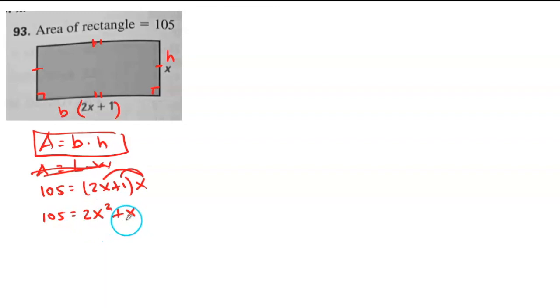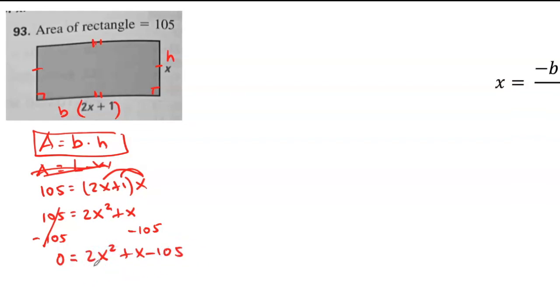Because I have a quadratic equation, I have to bring everything to one side and make sure I have a 0 on one side of the equal sign. So I'm going to subtract 105 on both sides. 105 minus 105 gives me 0, and then you organize this: 2x squared plus x minus 105. Making sure I don't make mistakes in the multiplication. I have a quadratic, I've got to find the values of x. How do I do this? Either you factor this out or we apply the quadratic formula.